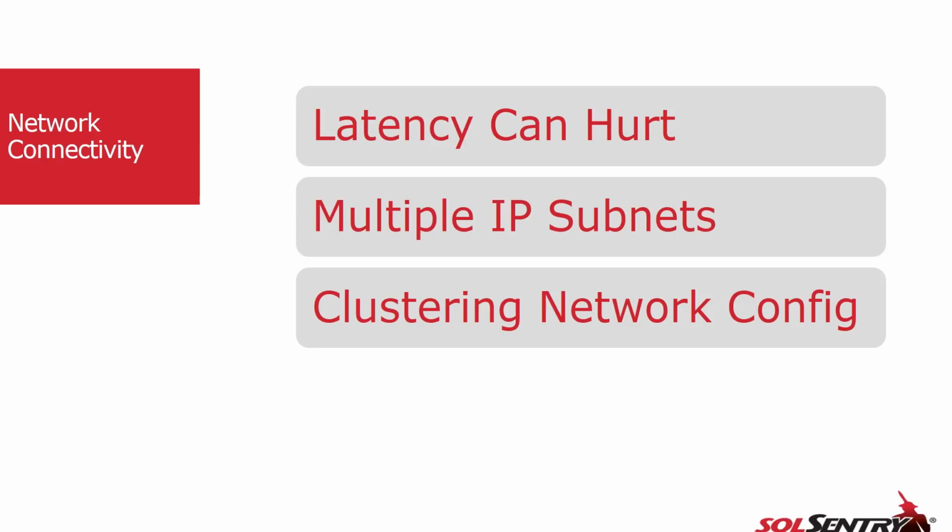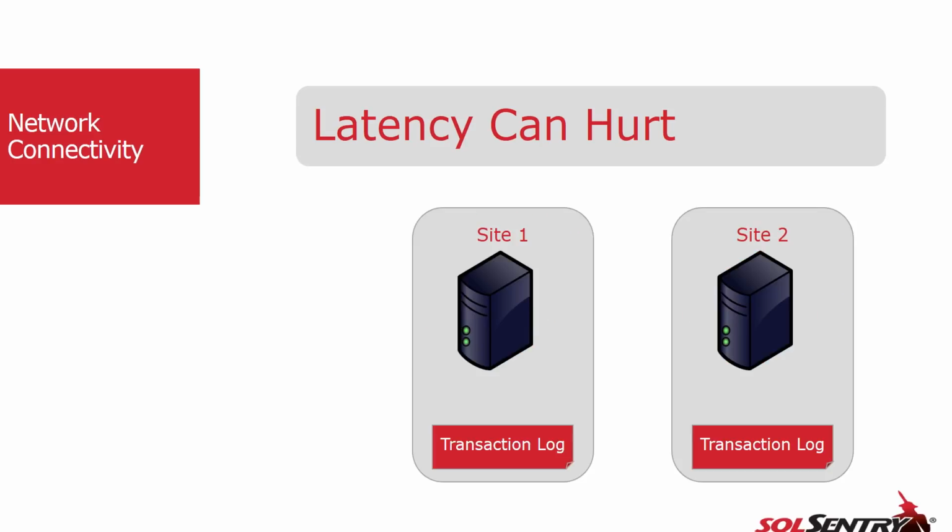Okay, so moving on and looking at network connectivity. As I mentioned earlier, latency is one of the key things that can hurt you. It can hurt you in a number of ways, and we'll discuss those shortly. Multiple IP subnets as well. This is going to be an interesting one, especially with regards to the way your applications connect, making sure that they can connect appropriately. Are they multi-subnet aware? Have you got access to the latest connection strings and the libraries in order to make it happen?